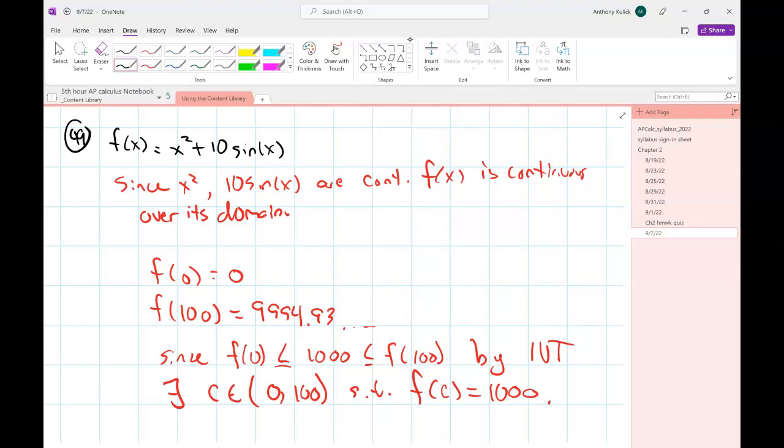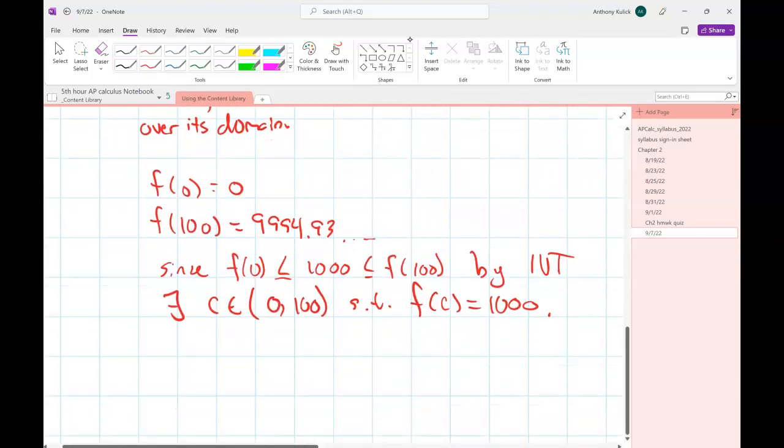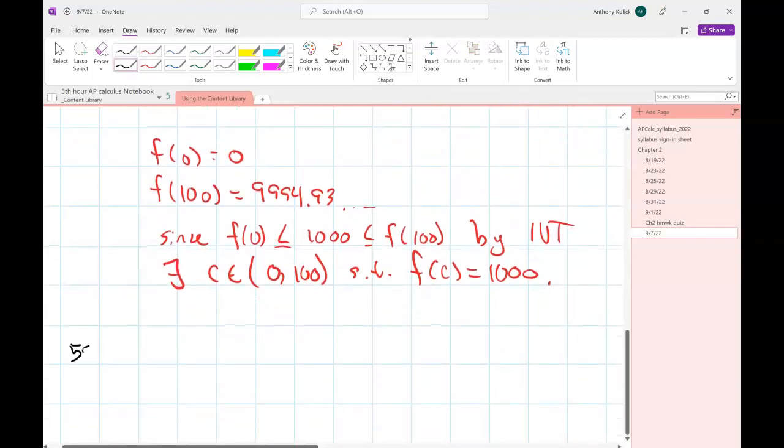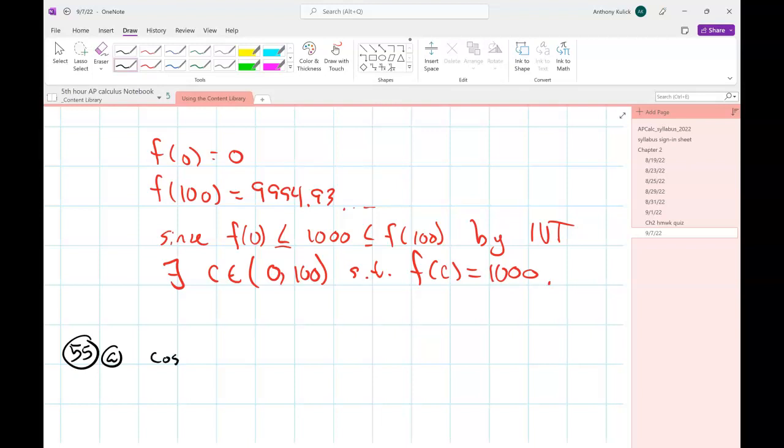Others? Mia, is that a hand? Same section? Okay. It says, prove that the equation has at least one real root. Okay. So I would start by rearranging it to look like this.